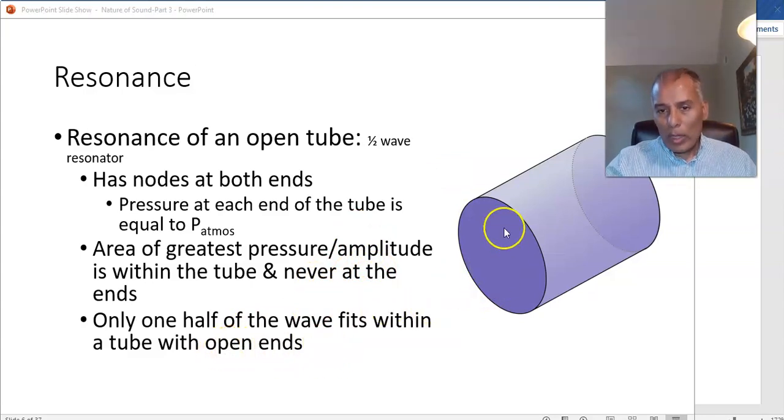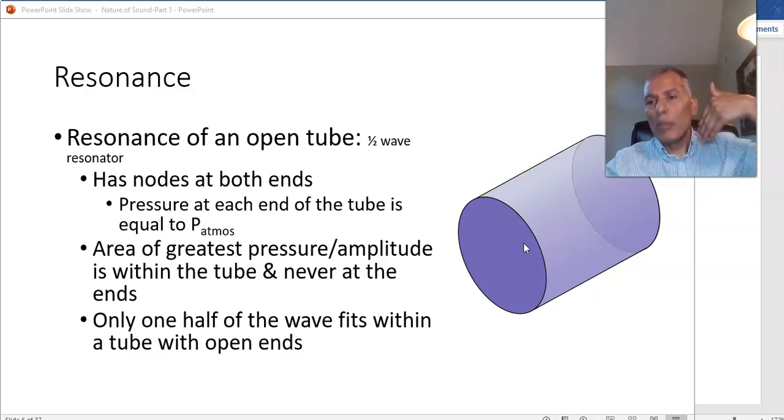Only one half of the wave will fit the first time, but the air continues to vibrate, just like the swing. When you pull it and let go, it is going to give you many back and forth oscillations, and each one is going to be smaller and smaller gradually. In this one, the first one is the lowest frequency.